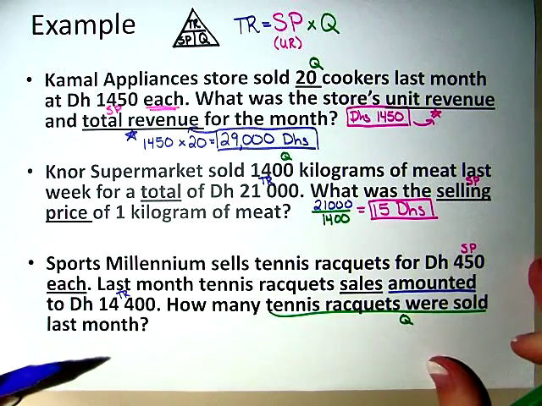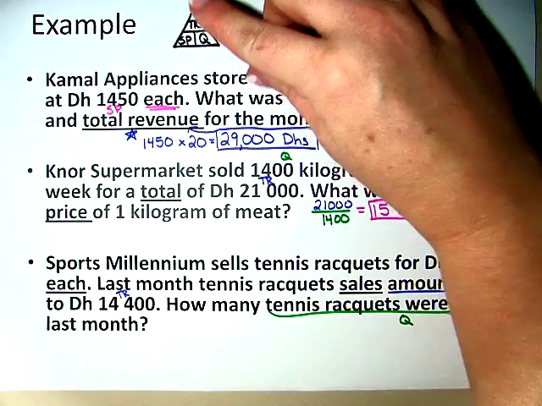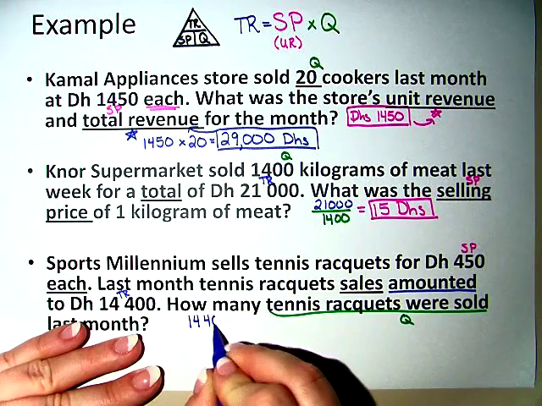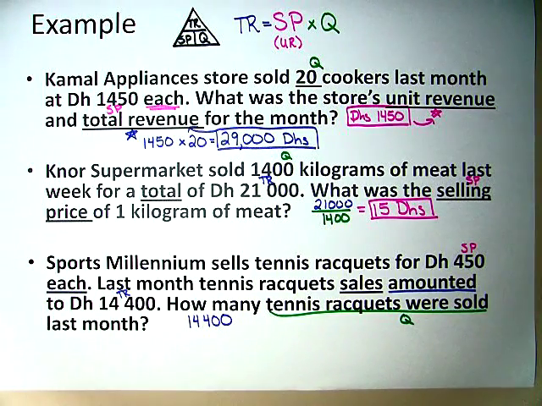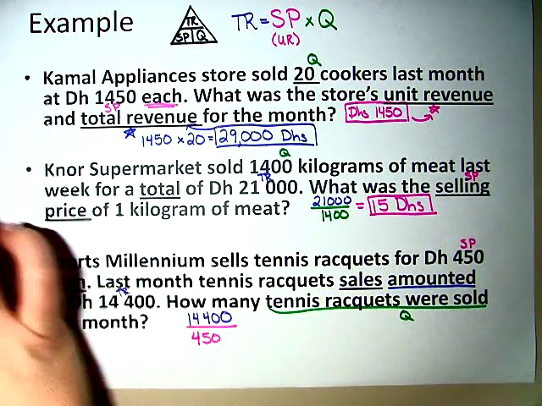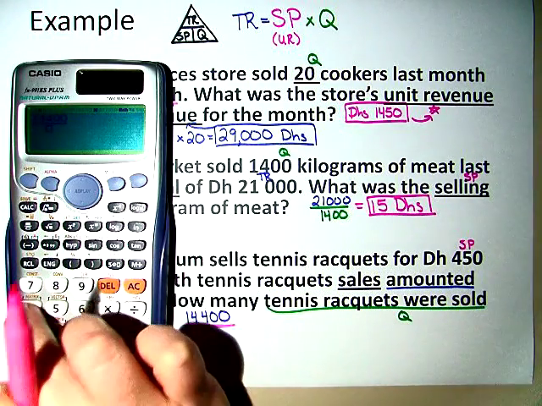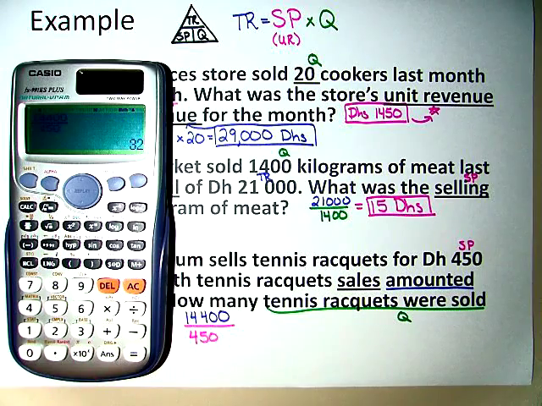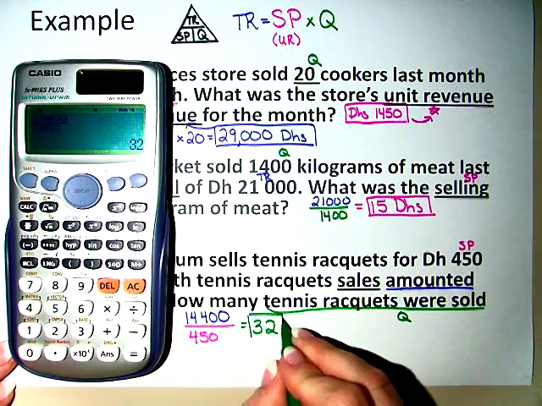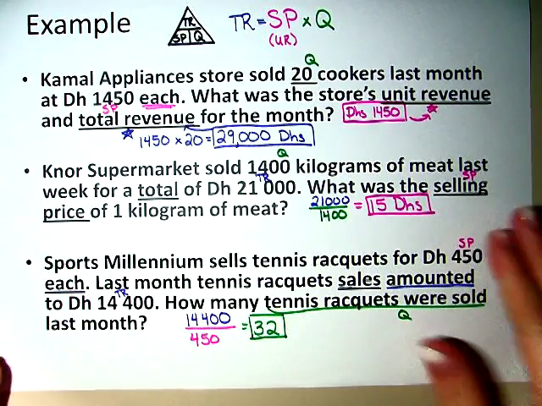Okay, so in order to solve this, we're going to put total revenue over our selling price. So my total revenue is 14,400. My selling price is $4.50. So I take my calculator, 14,400 over 450 is 32 tennis rackets. And this is how you solve for the total revenue equation.